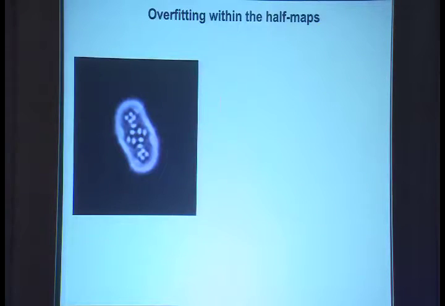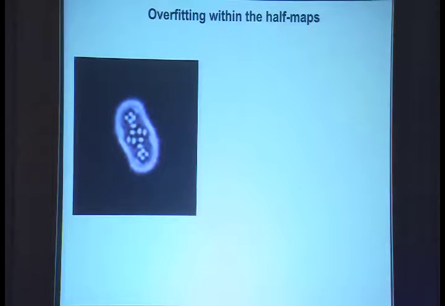One thing to remember is that even within the half maps, when you refine with RELION, although they are independent, you tend to get overfitting. So this is an example of a small protein which I have been working on. It's an ion channel of about 170 kilodaltons. You can clearly see the protein molecule here and the detergent micelle around it, but you see overfitting.